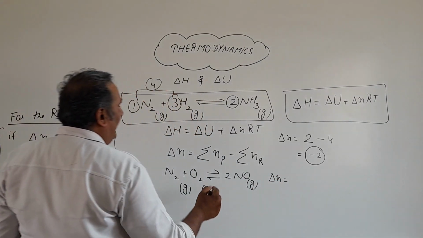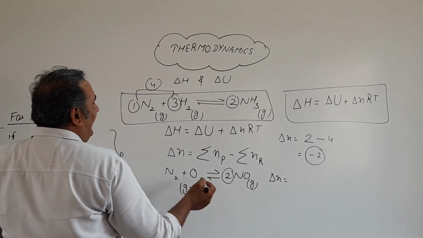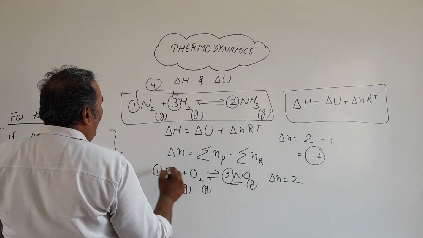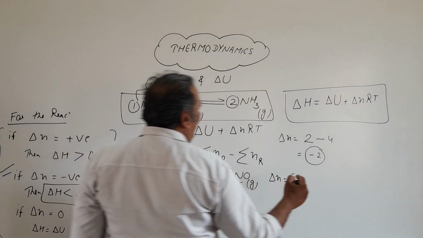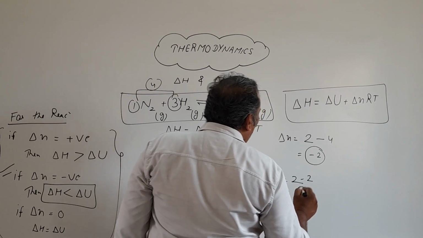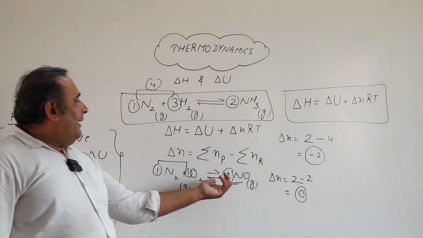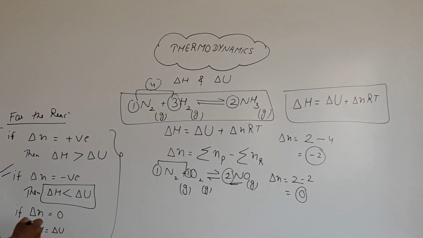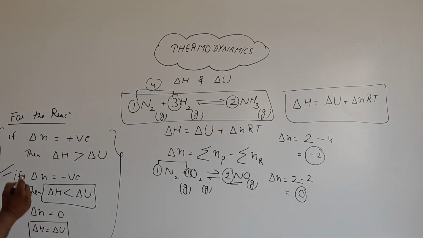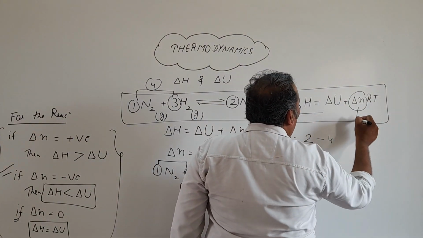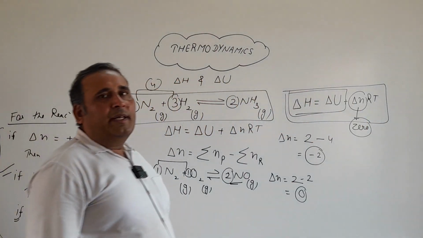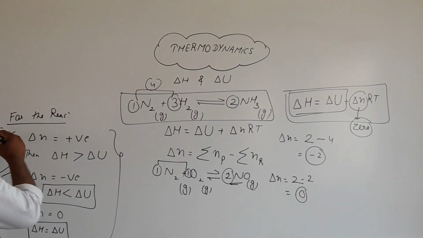Delta n means the difference between the number of moles of product and reactant. So how many product moles are there? That is 2, and total number of moles of reactant is also 1 plus 1, that is equal to 2. So 2 minus 2 is equal to 0. So we find that delta n for this reaction is equal to 0. So we can say that delta H will be equal to delta U, because in this formula if we put 0 here, you can understand that delta H will be equal to delta U. So we can find out very easily.